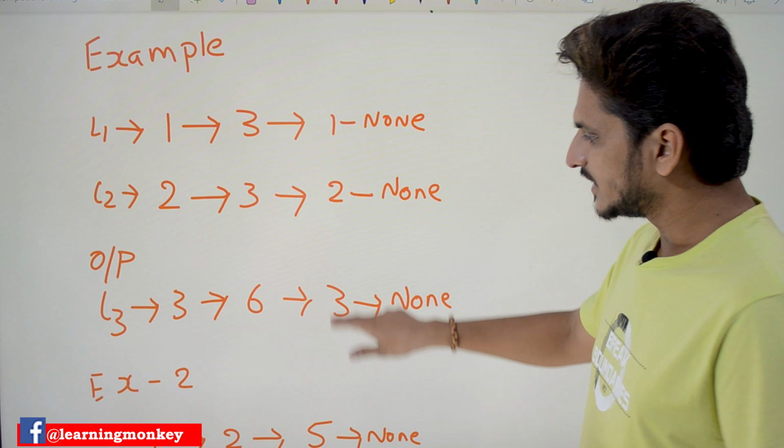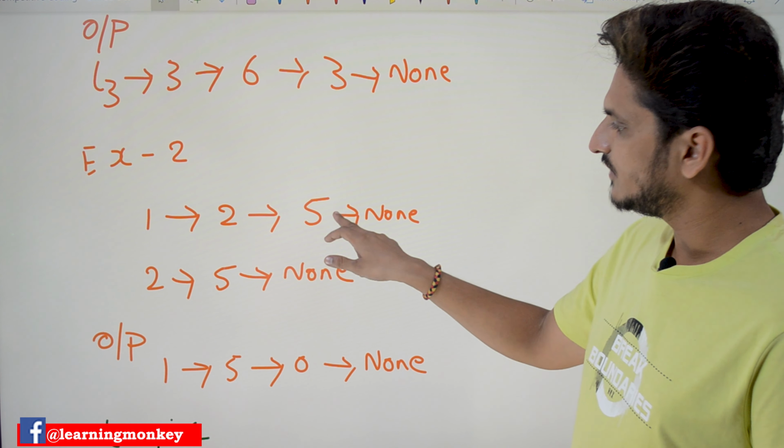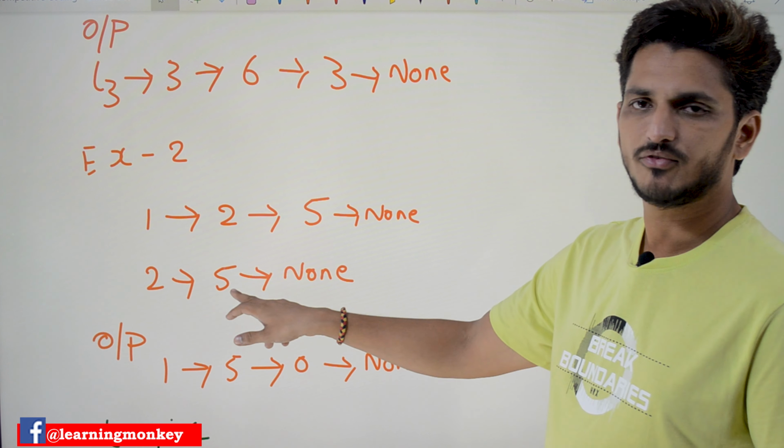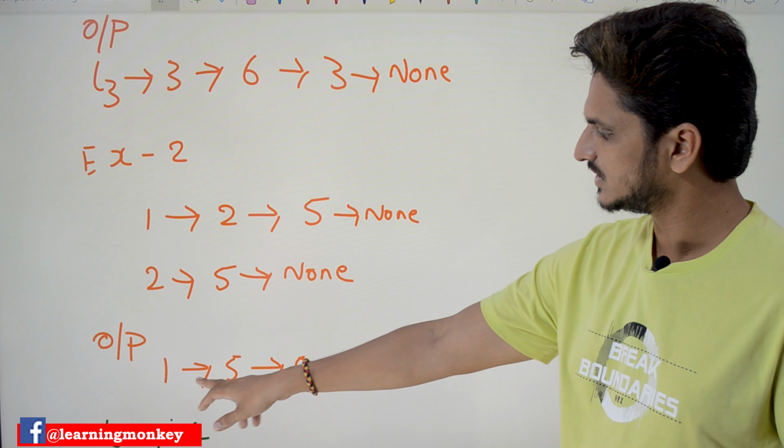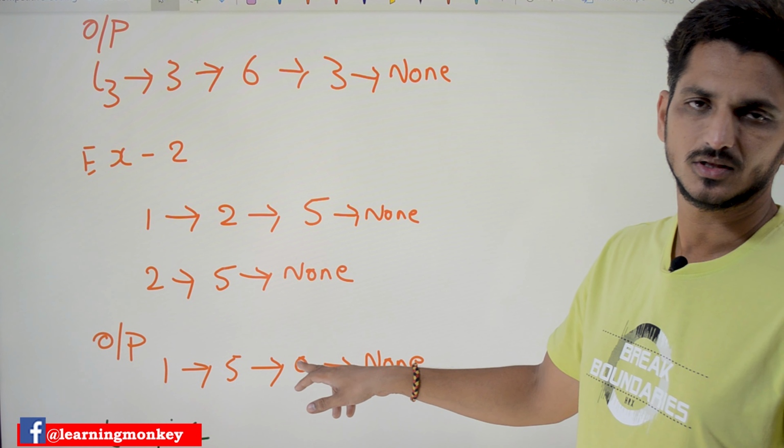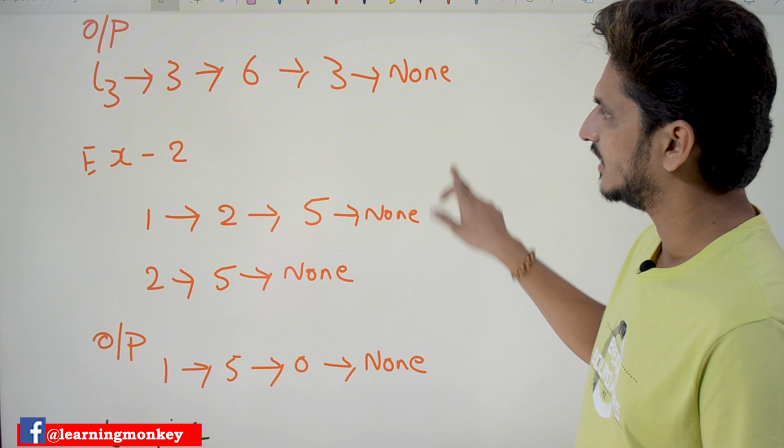Coming to one more example, the second example: 125. The second list is 25. 125 plus 25 is 150. That is the output you have to provide.